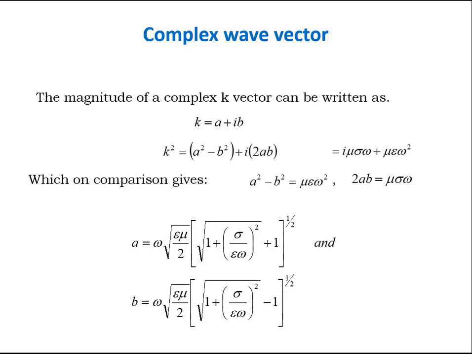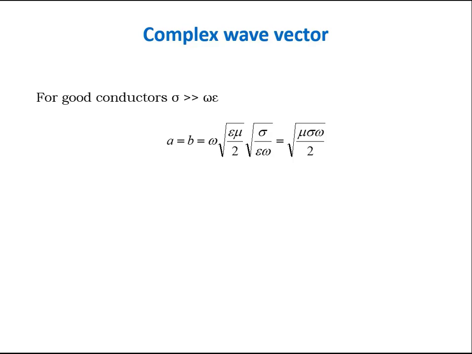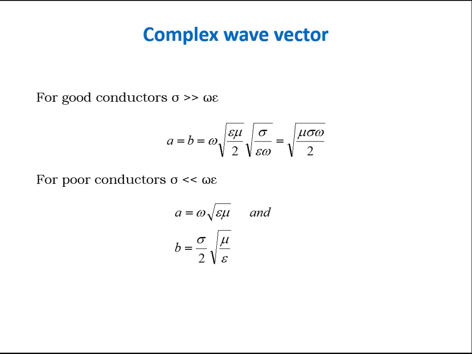It is to be noted that for a very good conductor, sigma is very high, and for a poor conductor, sigma is very small. So, for a good conductor, a and b become equal to each other, and that is equal to the square root of mu sigma omega by 2. And for a very poor conductor, sigma is very much less than omega epsilon. So a and b get different values, and these are given by a equal to omega times the square root of epsilon mu, and b equal to sigma by 2 times the square root of mu by epsilon.